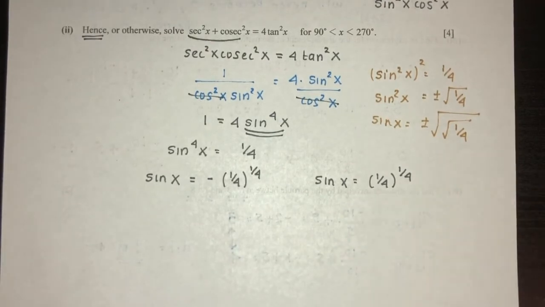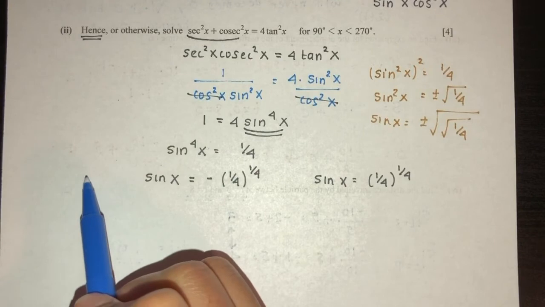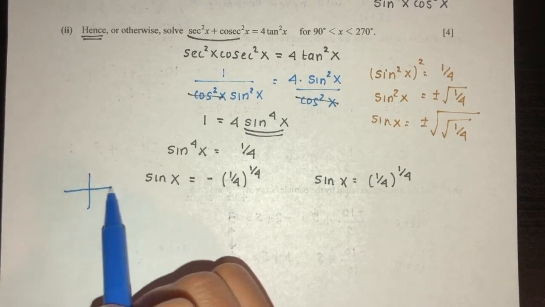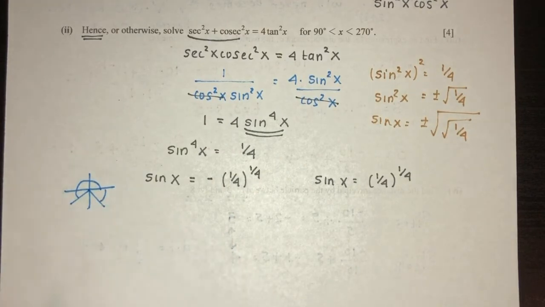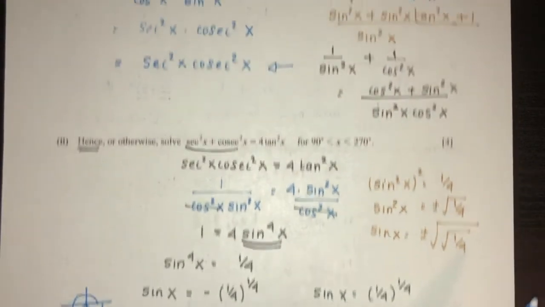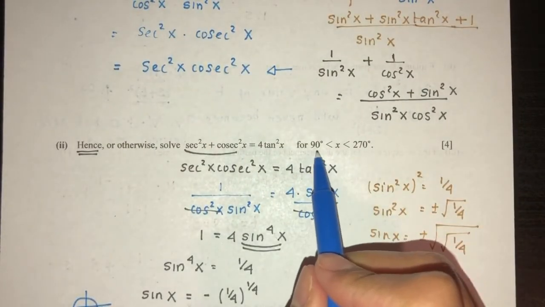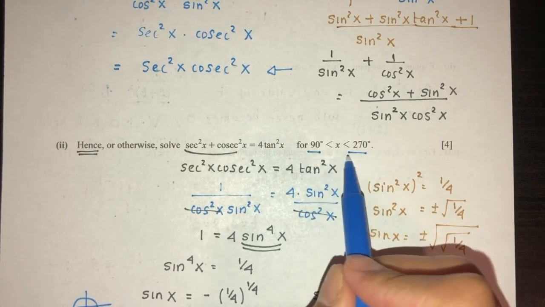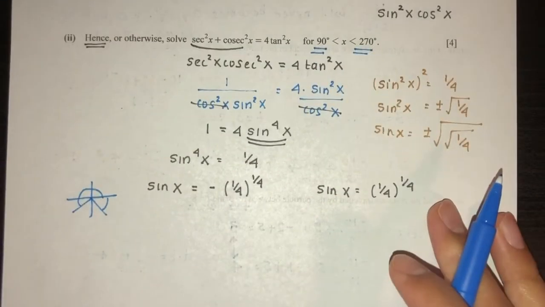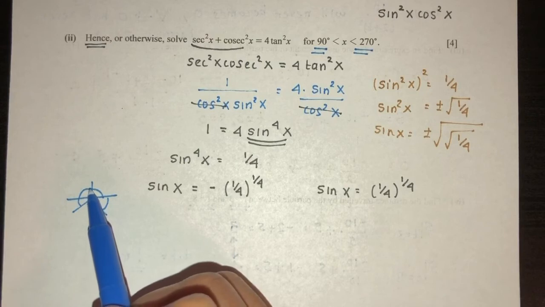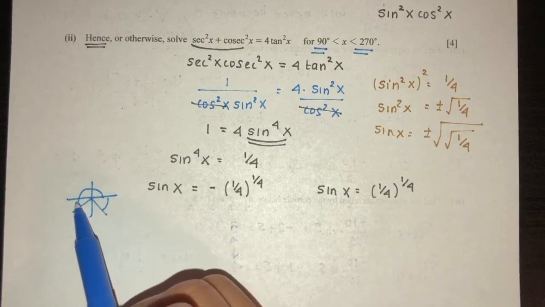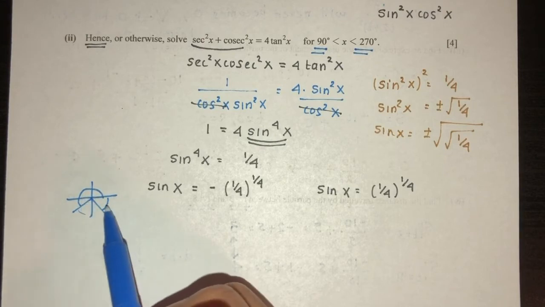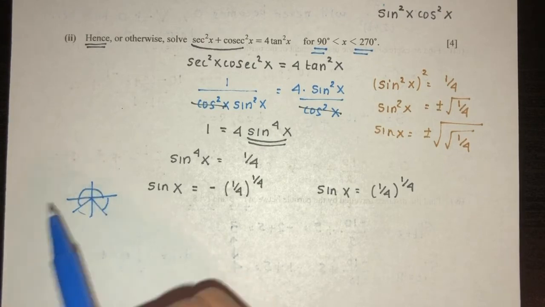So one by one, for this one, because sine is negative, you have to know it is in your third quadrant and your fourth quadrant, right? Here the values of x we're looking for are only between 90 and 270. So we're only looking for values between these two quadrants. We only want something here and here, so we don't need this one. So just one value will be enough.